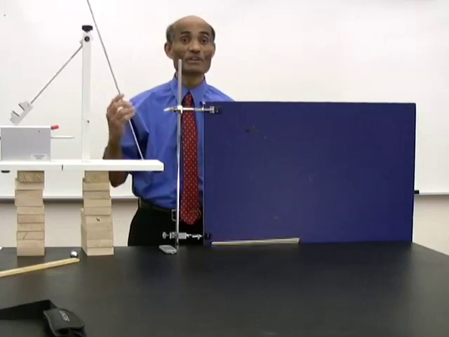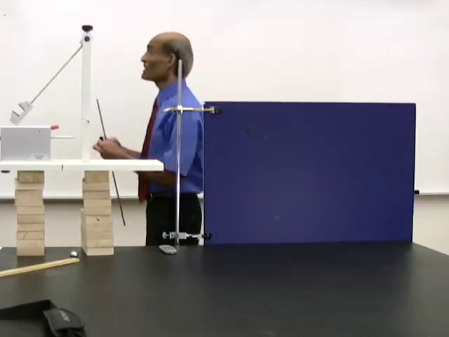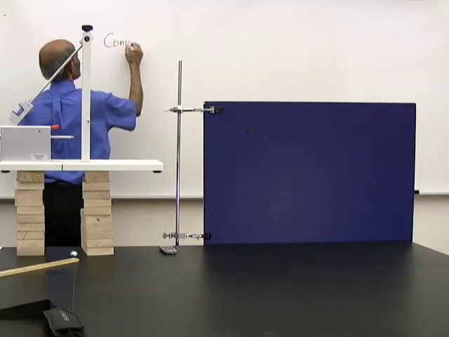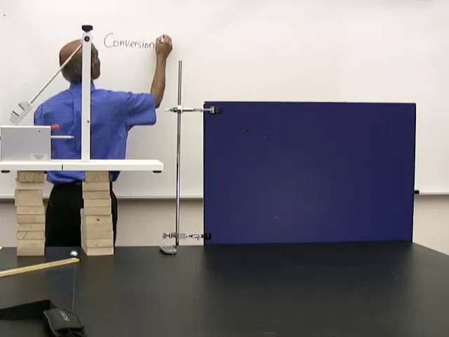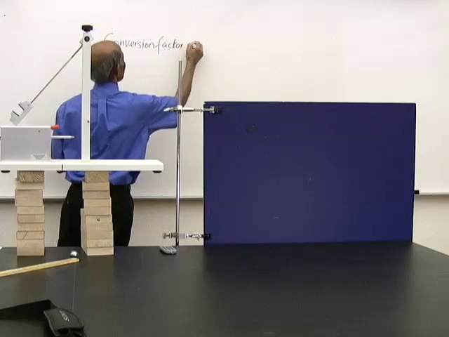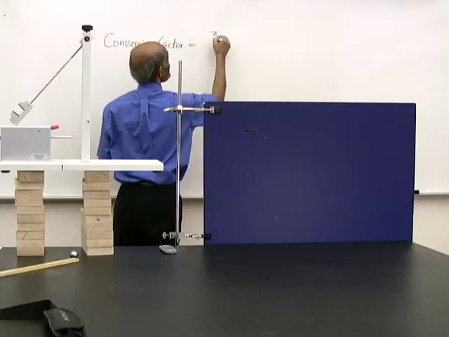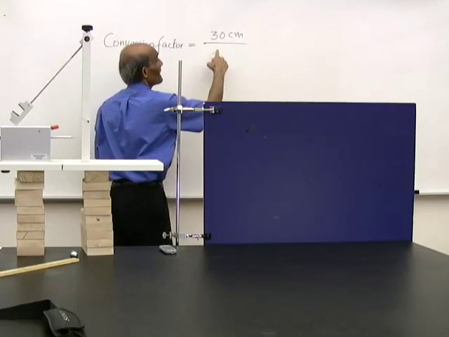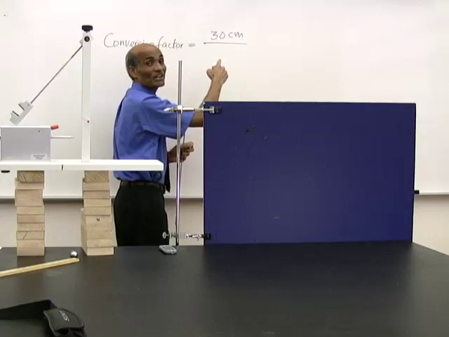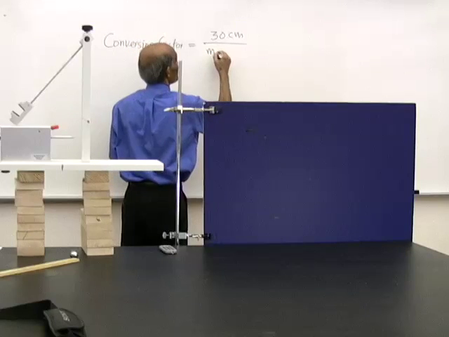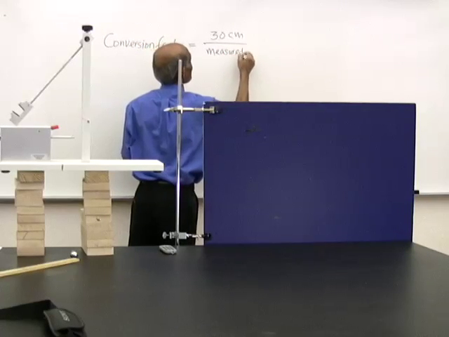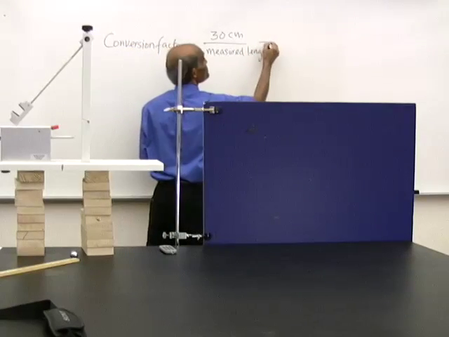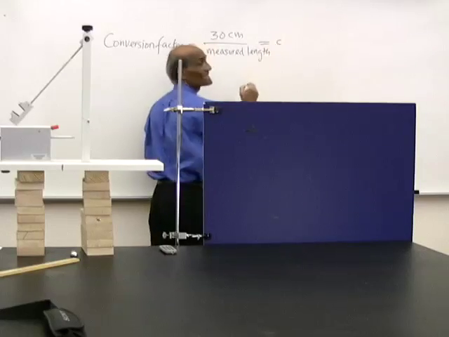Then what will be your conversion factor? You are familiar with it, let me write that anyway. The conversion factor will be equal to 30 centimeter, that is the actual length of the ruler, divided by your measured length on the computer screen. So 30 centimeter divided by the measured length. This is your conversion factor. We'll call it little c.